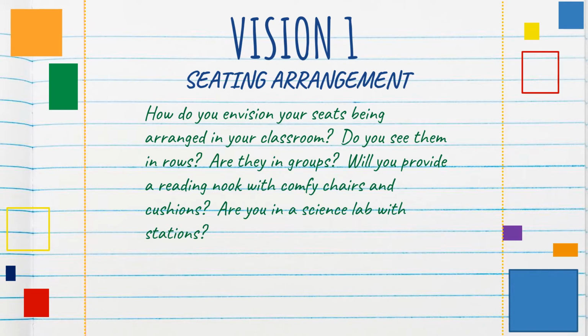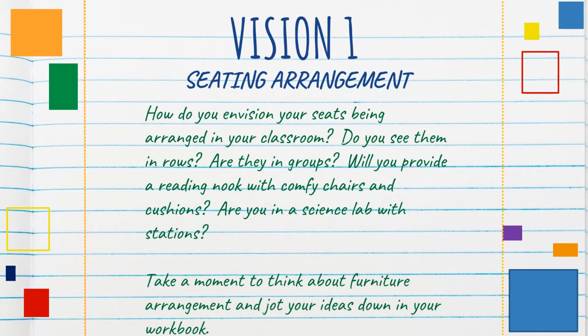The seating arrangement is important because it determines how students will move and flow around the classroom. It will help you produce ideas for classroom procedures and routines in future lessons in this module. Take a moment to think about furniture arrangement and jot your ideas down in your workbook.